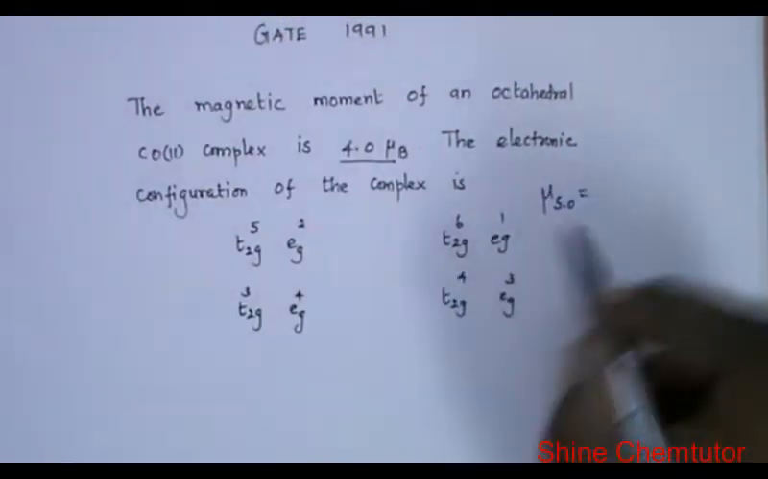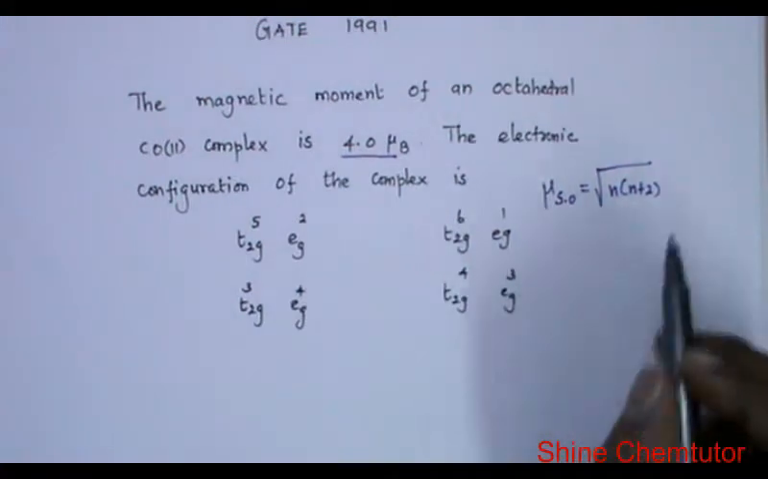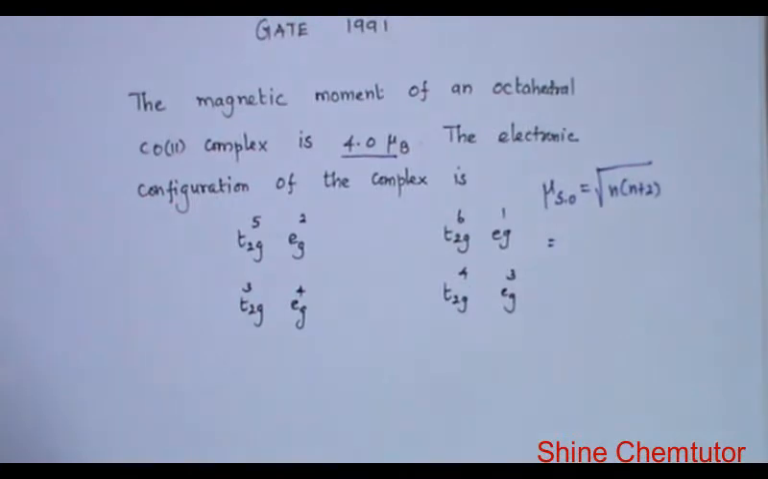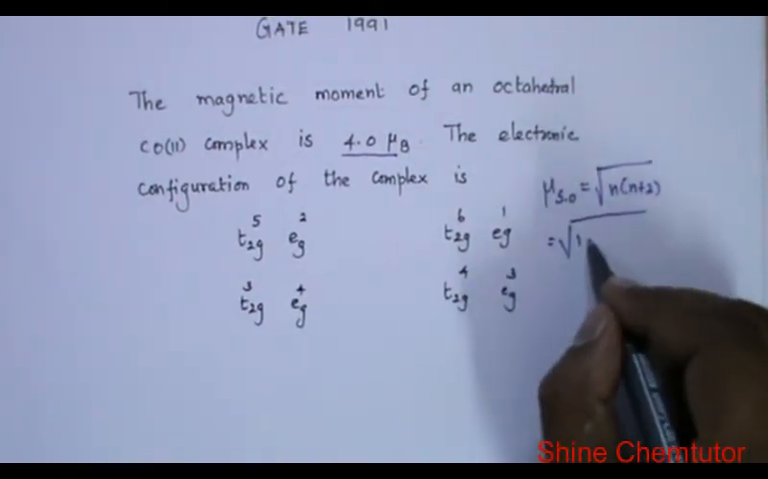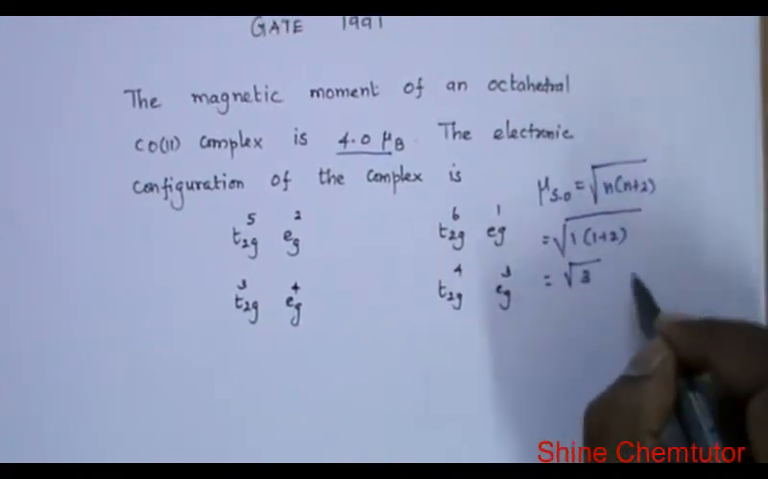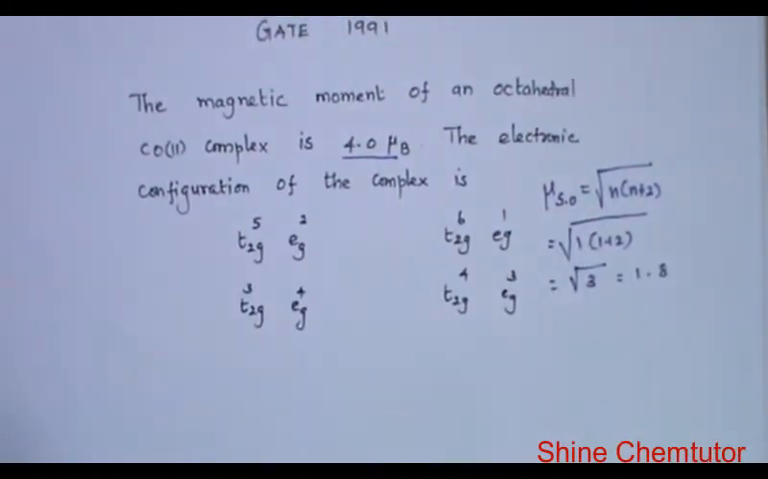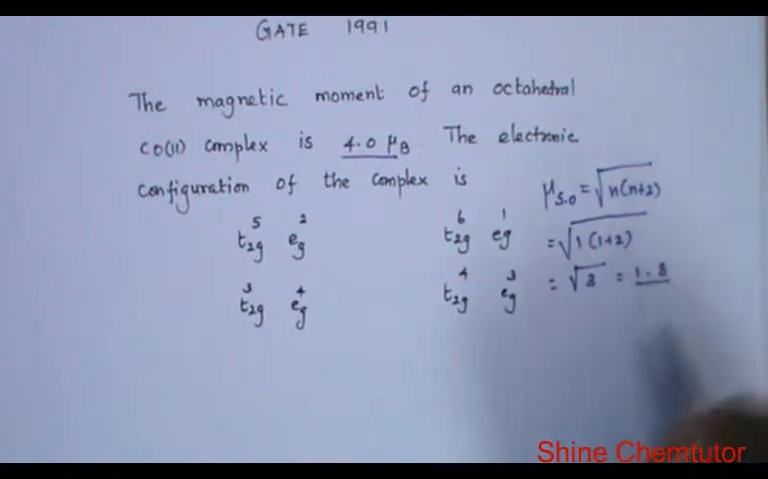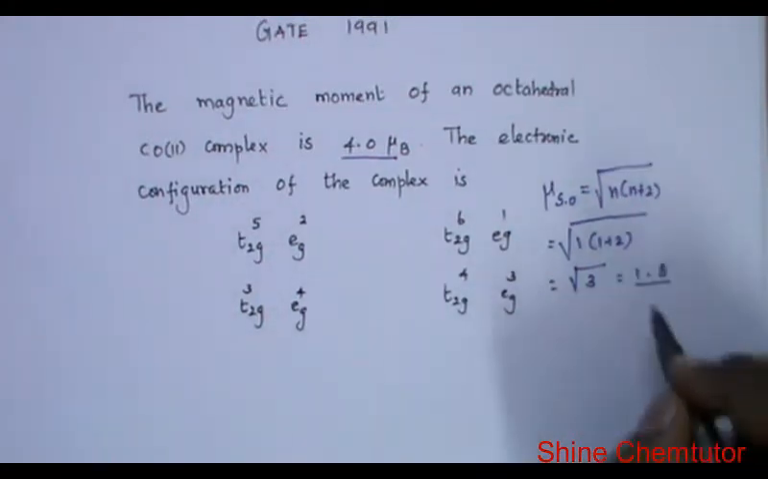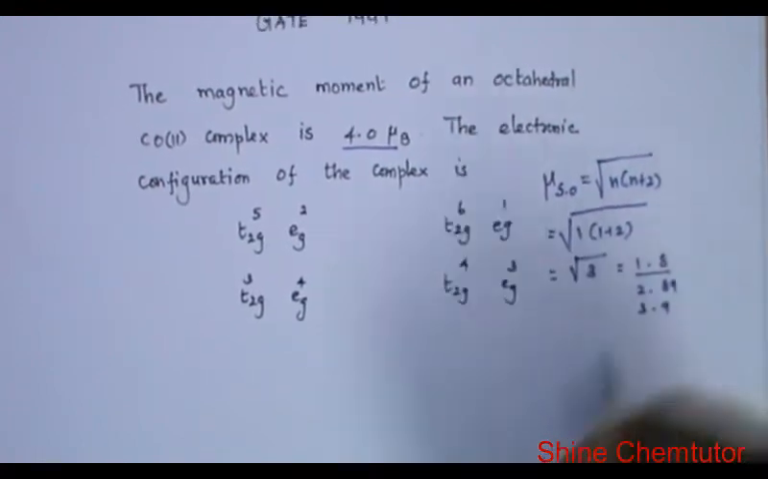The magnetic moment, that is spin only magnetic moment, is given by this formula, where n is the number of unpaired electrons. I go for that. I substitute 1. If you check, the answer will be around 1.8. When there is one unpaired electron, I get around 1.8. When there are 2 unpaired electrons, I will get around 2.89. 3.9 for 3 unpaired electrons.